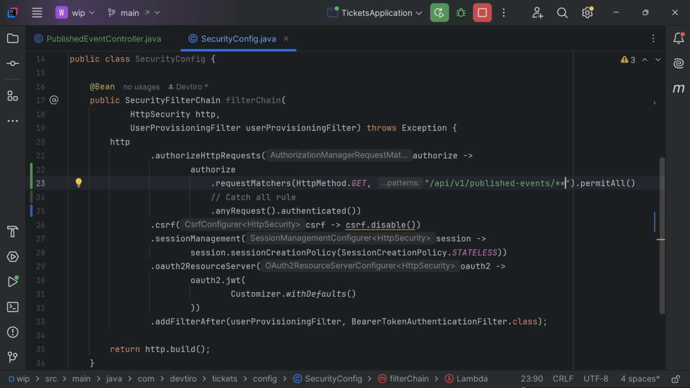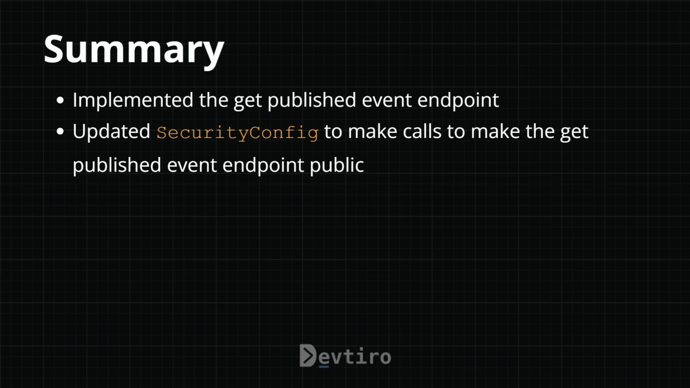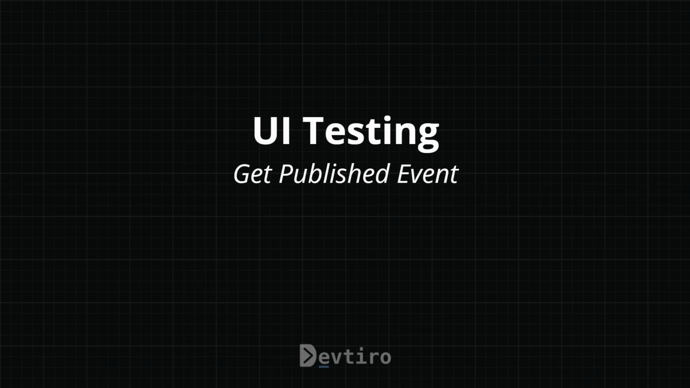So with that done, we've implemented the get published event details endpoint. In summary, we implemented the get published event endpoint, and we updated security config to make calls to the get published event endpoint public. In this lesson, we'll test the get published event endpoint by using the user interface.